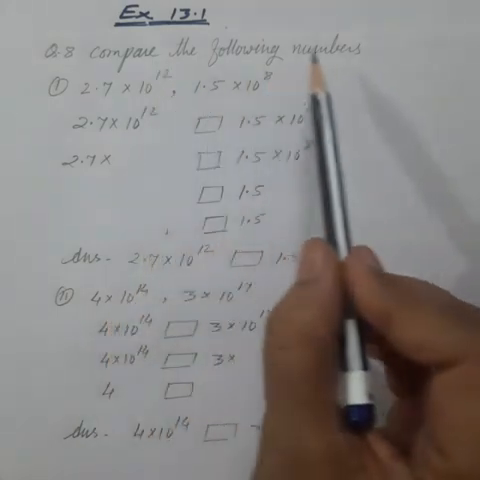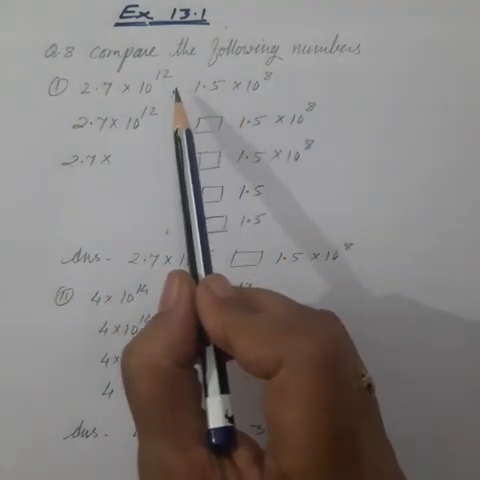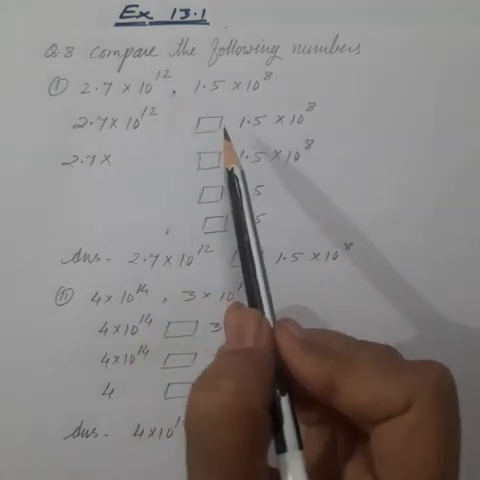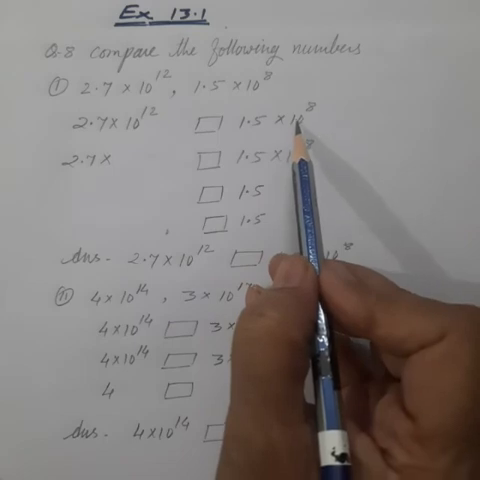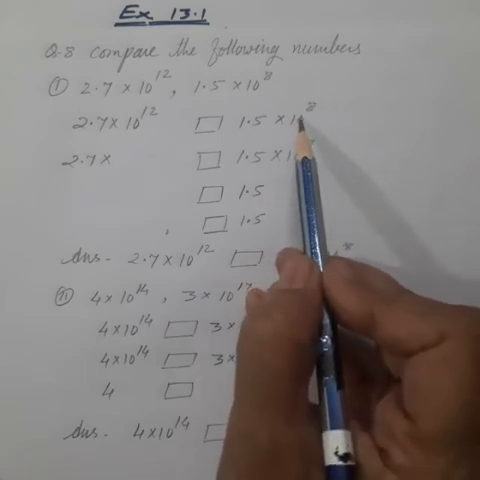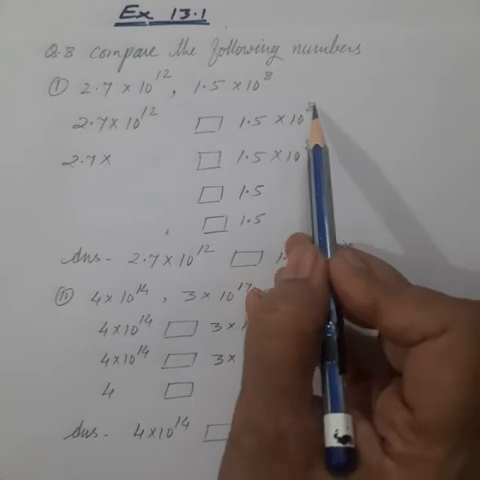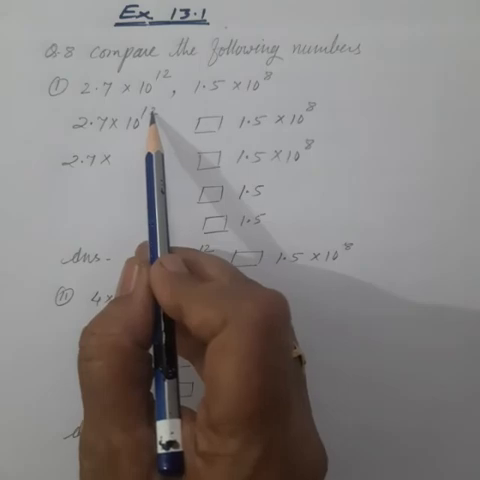Question 8. Compare the following numbers. First, here two numbers are given and we have to compare. That means we have to say which number is greater and which is smaller. On right hand side, this value is 10 to the power 8. 10 is repeatedly multiplied by itself 8 times, and here on left hand side 10 is repeatedly multiplied by itself 12 times.